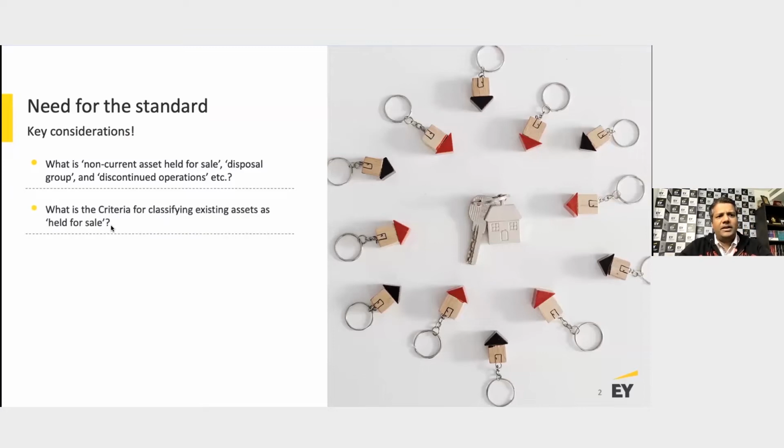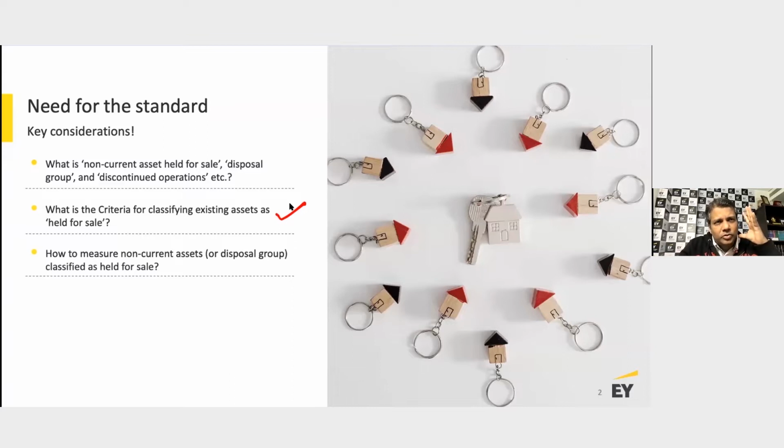What's the criteria for classifying an existing asset as held for sale? So can you classify anything and everything as held for sale, or are there actually defined criteria? And this is very, very important to understand, so that there are certain conditions which need to be met before you classify a disposal group as held for sale, and we will try and understand all of those conditions. Possibly you'll have to also visualize and remember some of those concepts for your better understanding.